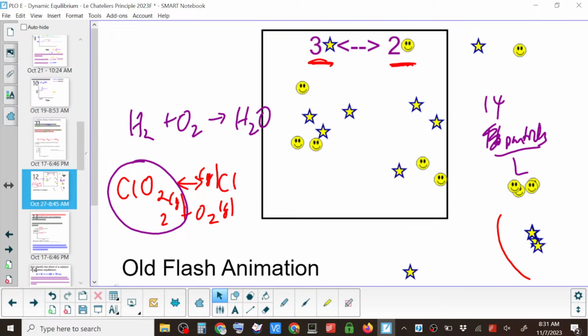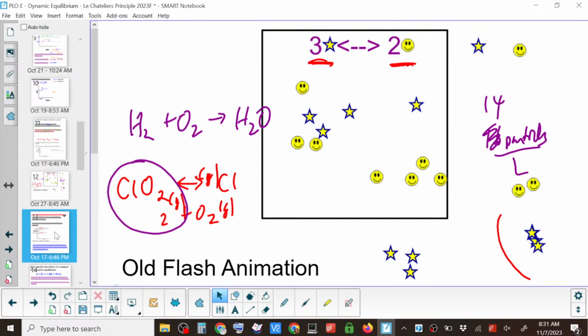1, 2, 3, don't go back. It will shift over here and you get 2 happy faces. But the overall number of particles is decreased by 1. And so the concentration is now lower, and you can keep doing that, and the concentration has kept back down. So when you increase the concentration, it'll shift to the side with fewer particles to try and offset that increase.